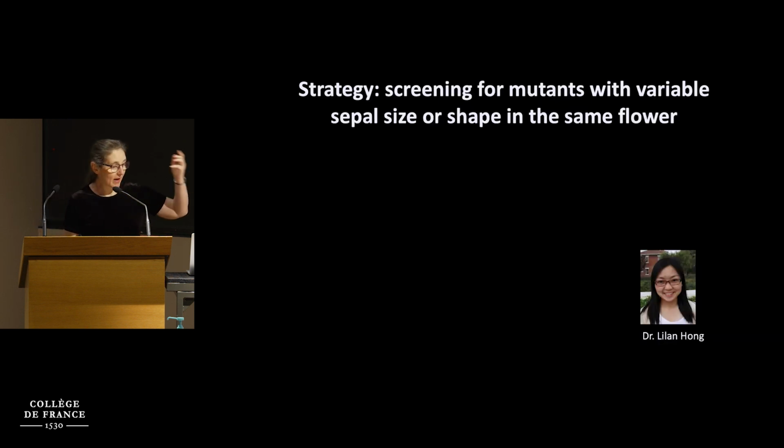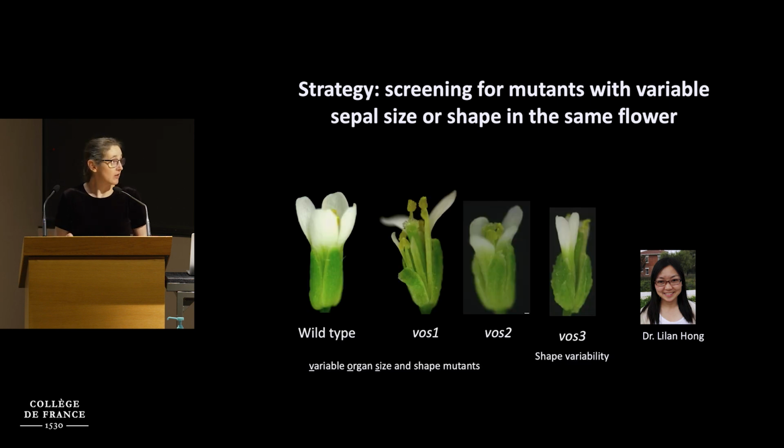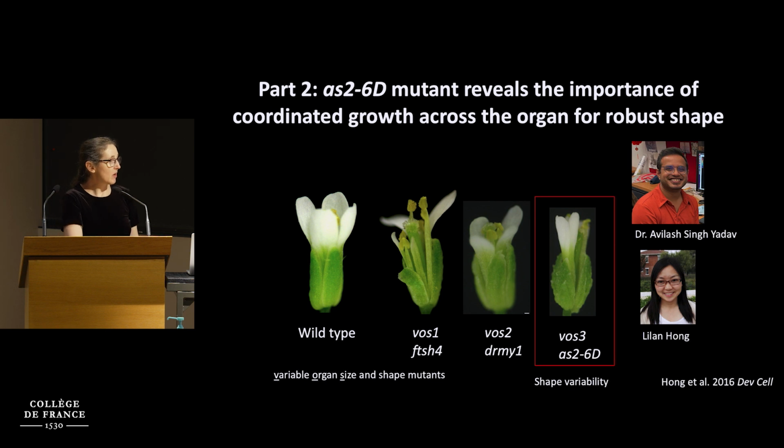Okay, so coming back to the point, as a geneticist at heart, I'm like, okay, if I want to know how you make flowers with the organs of all of the same size and shape, I've got to disrupt this process. And so I'm looking for mutants of variable organ size and shape. We call these the VOS mutants. And here's 3 of them. This was done by my former postdoc, Dr. Leland Hong. And I'm going to tell you about VOS3 today, so variable organ size and shape D3, and it has another name, AS2-6D, and I'm going to try to use this AS2-6D name consistently.